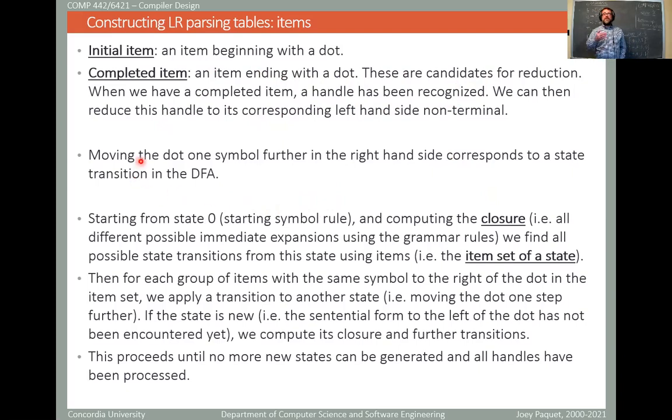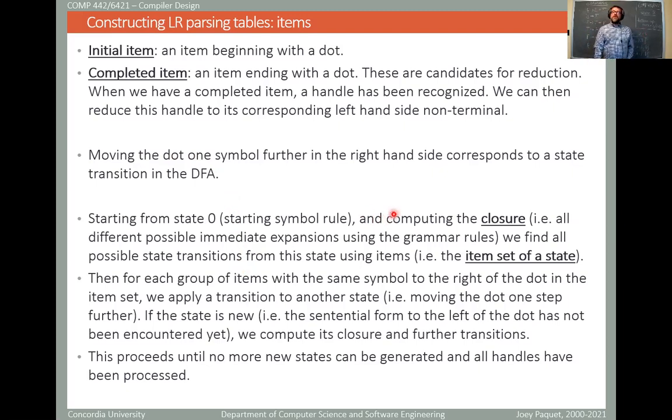So moving the dot further to the right in the right-hand side actually corresponds to a state transition in the DFA. Now, how do we generate these states? Of course, we're going to start at state 0. State 0 is the beginning of the parse. Essentially, we are starting at state 0 with the starting rule, the rule that defines the starting symbol.